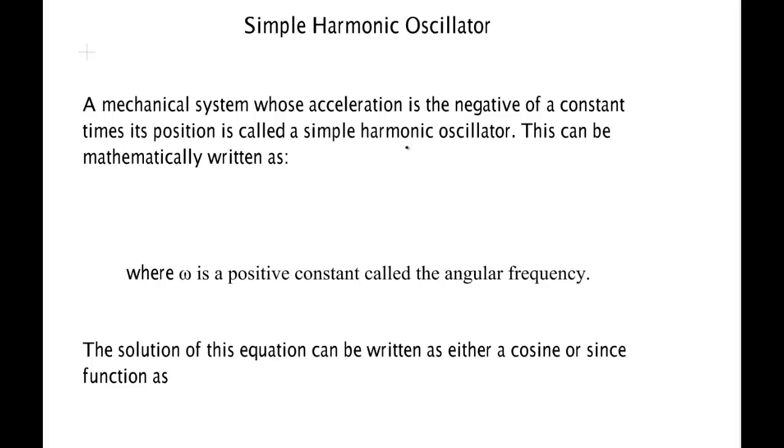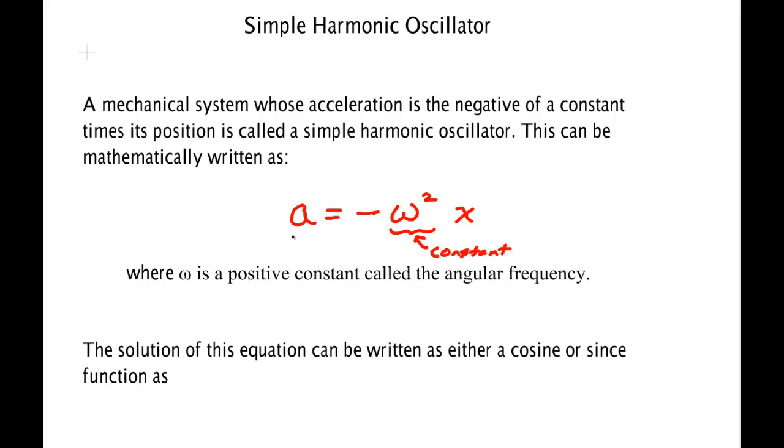In this video, we will consider a simple harmonic oscillator. A simple harmonic oscillator is a mechanical system whose acceleration is the negative of a constant times its position. So we're looking for something that when we calculate its acceleration, we get minus a constant, and I'm going to give it a weird name, omega squared, and I'll tell you why later, times its position.